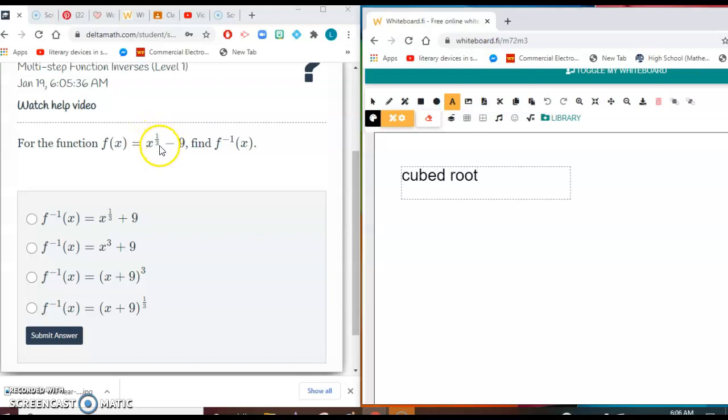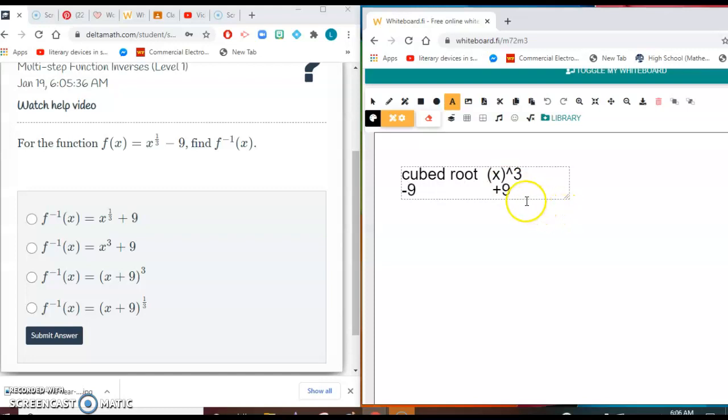If that was a 1/10, it would be the 10th root. It doesn't matter what the number is. The opposite of a root is the exponent. So that means the same thing as the cubed root of x, which means to undo it, I'm going to have to cube x. All right, and then minus 9. So the opposite is plus 9.